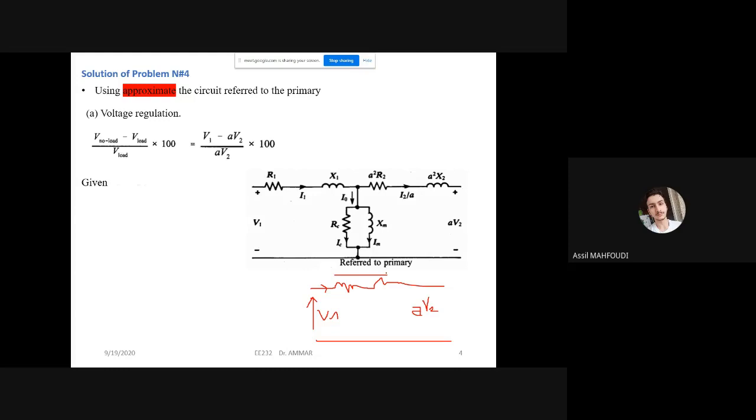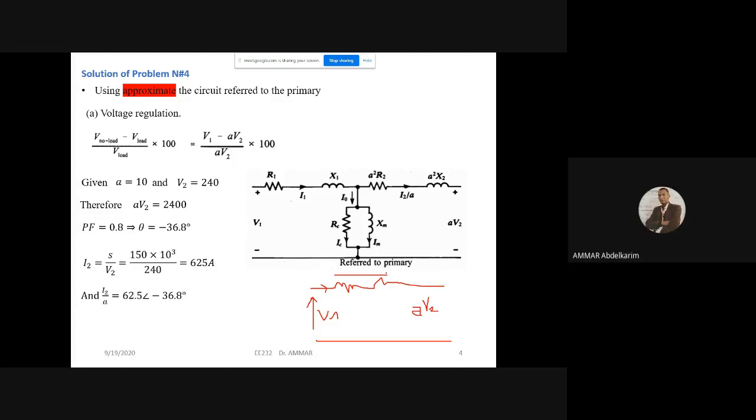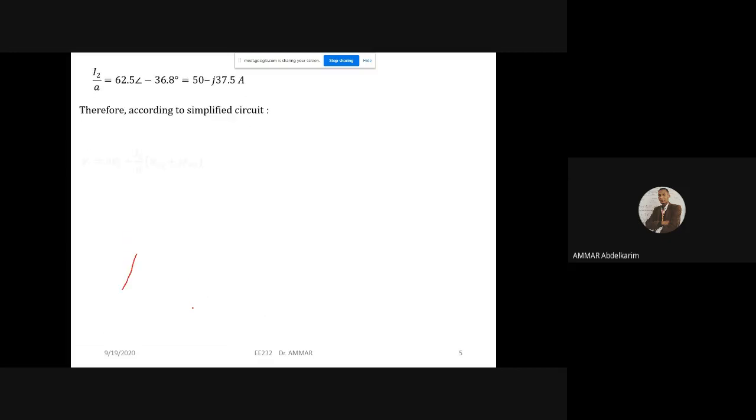Can you continue the presentation to see? Then we have used the approximate equivalent circuit. If we have a load, I will draw the load so you don't get confused. So we have a current circulating here, I1 or I2 over A, which equals 62.5, found from the problem. So the no load voltage equals the voltage across the load plus the voltage drop across Z equivalent.